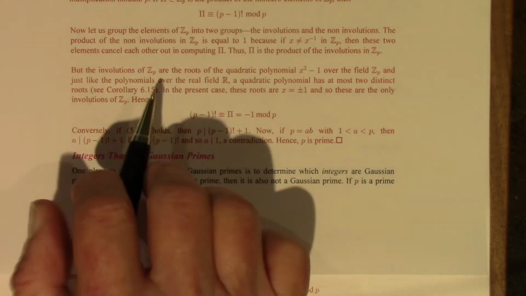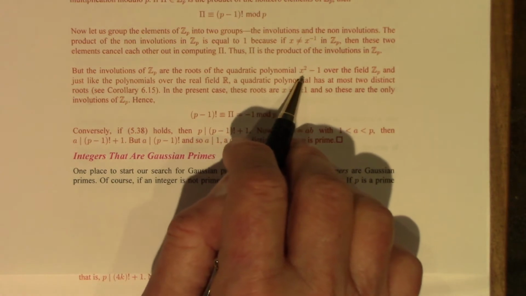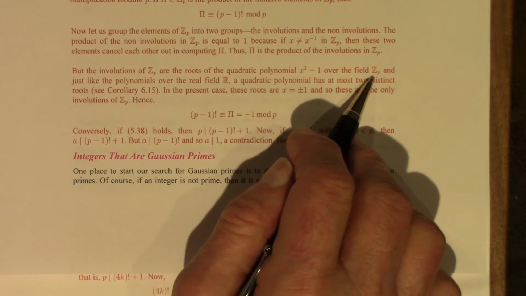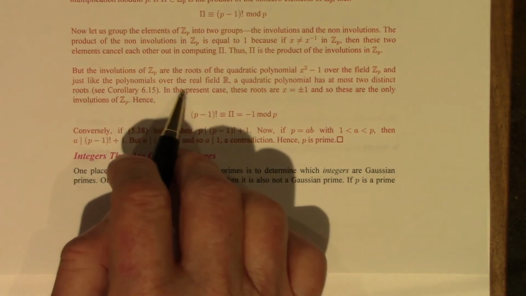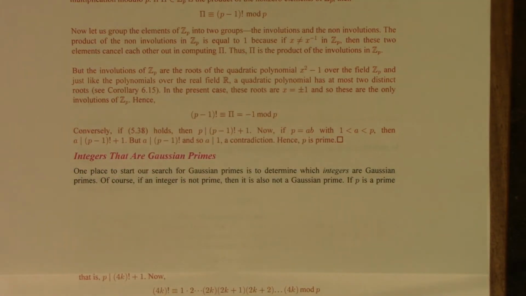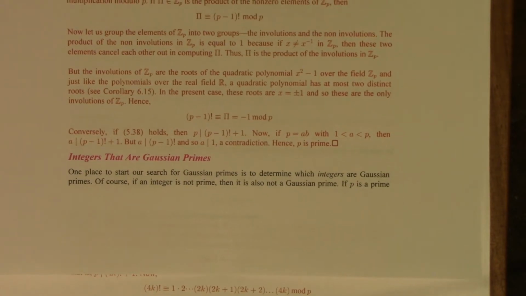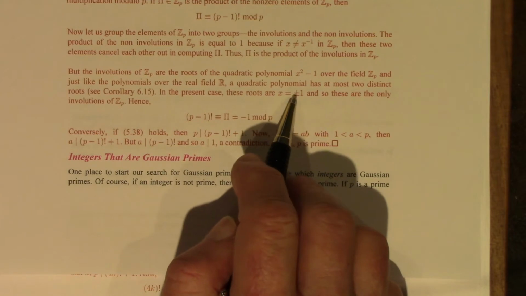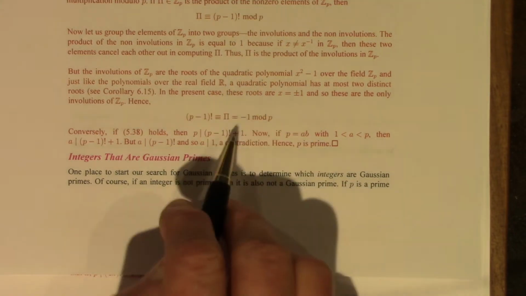But the involutions are roots of this quadratic polynomial over Zp, which is a field. This is where being prime is critical. And just like the polynomials over, say, the real field, a quadratic polynomial has at most two distinct roots. We're actually going to prove that in the next chapter. So in the present case, these roots are positive and negative 1. So these are the only involutions, and when you take their product, you get negative 1.